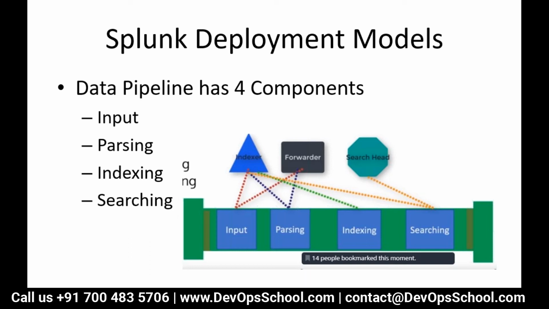Forwarder can act like input and parsing both, whereas the search head can only do the searching, and the indexer can act for the indexing. See that? So here, these are the different deployment models and roles and responsibilities you can understand. So in short, the indexer can perform input and parsing both. Forwarder can perform input and parsing both, whereas the indexer can index also, while the search head can do only search.